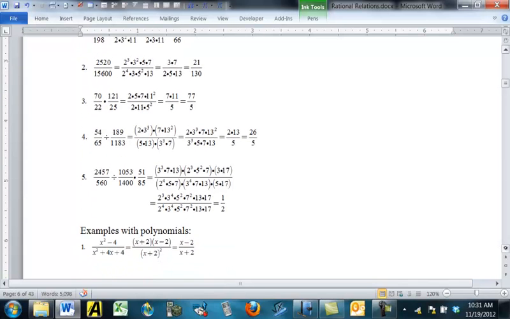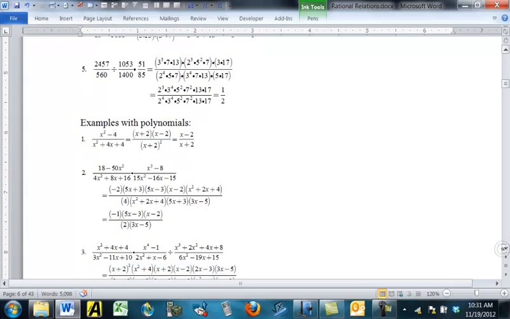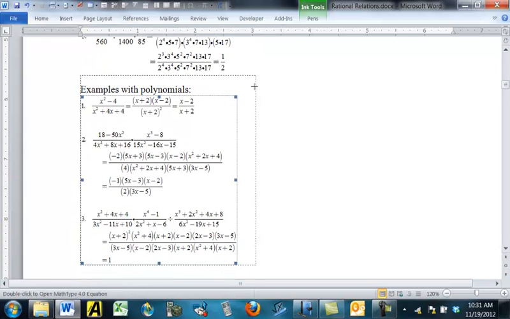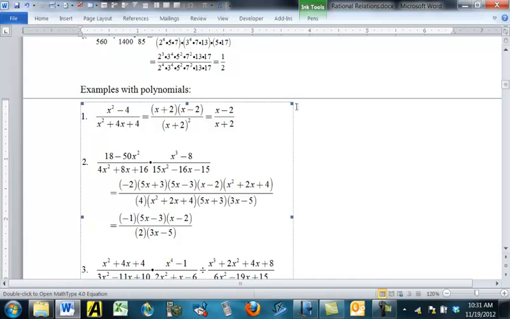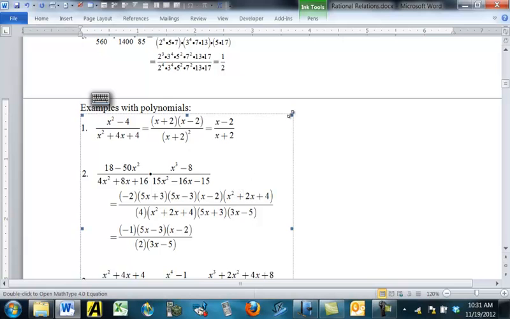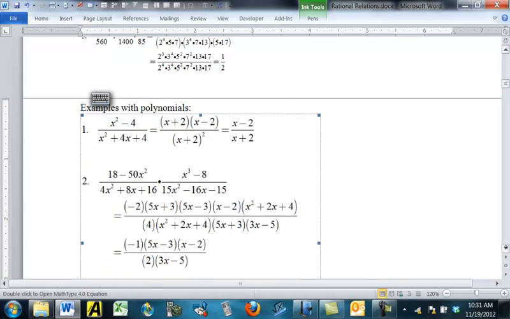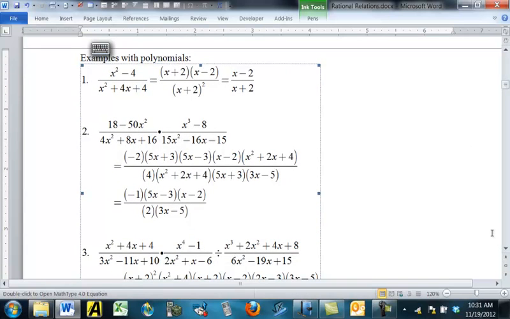Now, how about with polynomials? Turns out you get exactly the same setup here. Look at this. Same algorithm. The factoring just becomes factoring of polynomials. So the first one is just a reducing fractions problem. So I factor the numerator, factor the denominator, and then cancel. And that works out. We are assuming in the canceling that the thing we're canceling out is not 0.